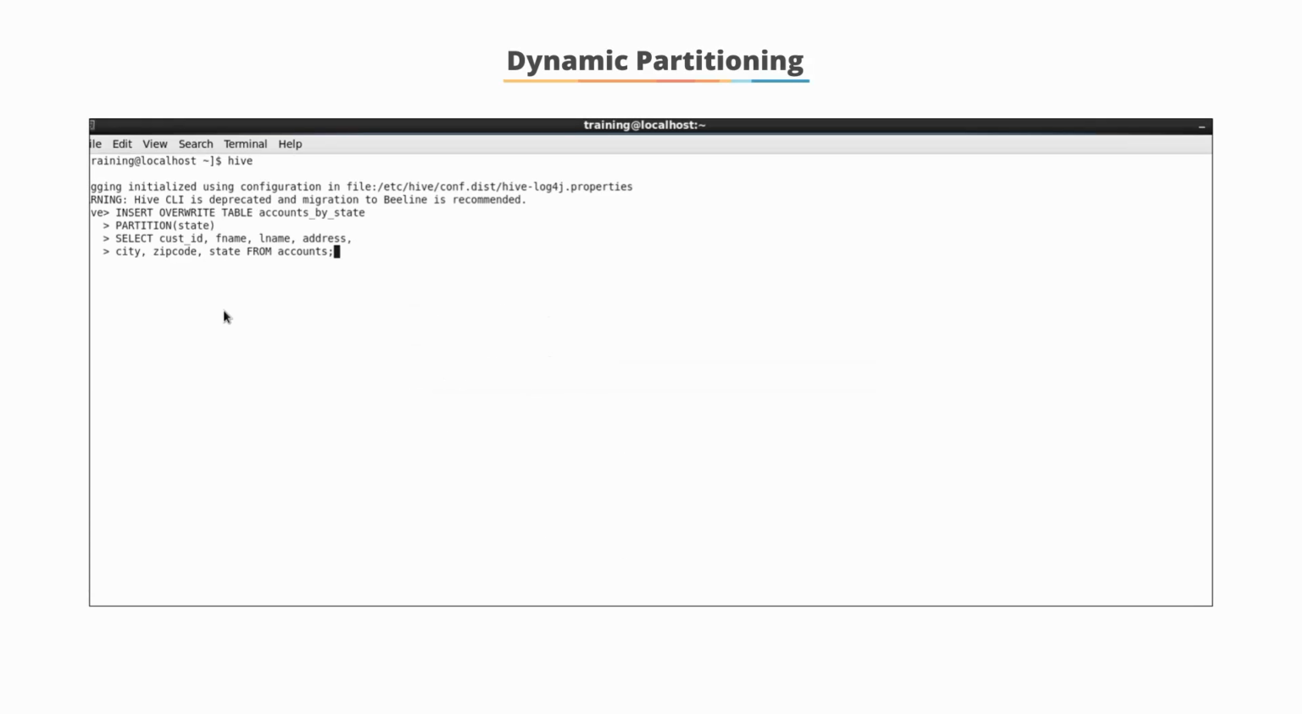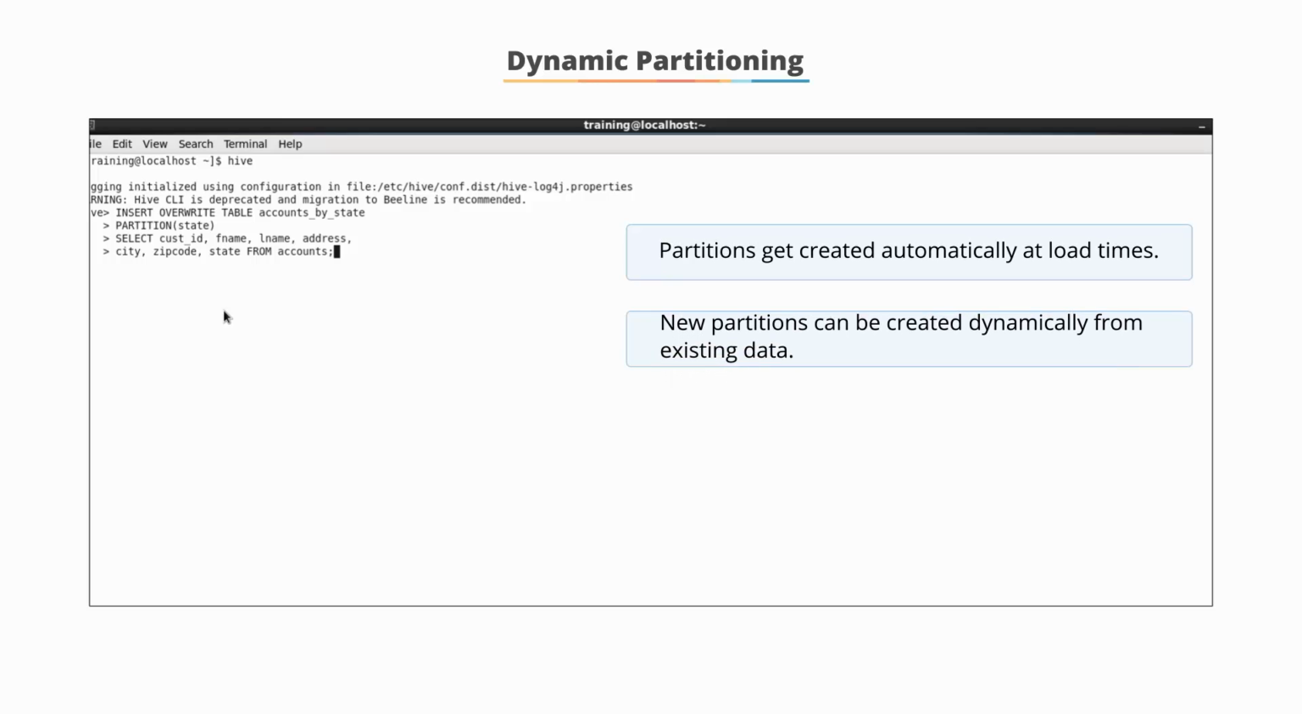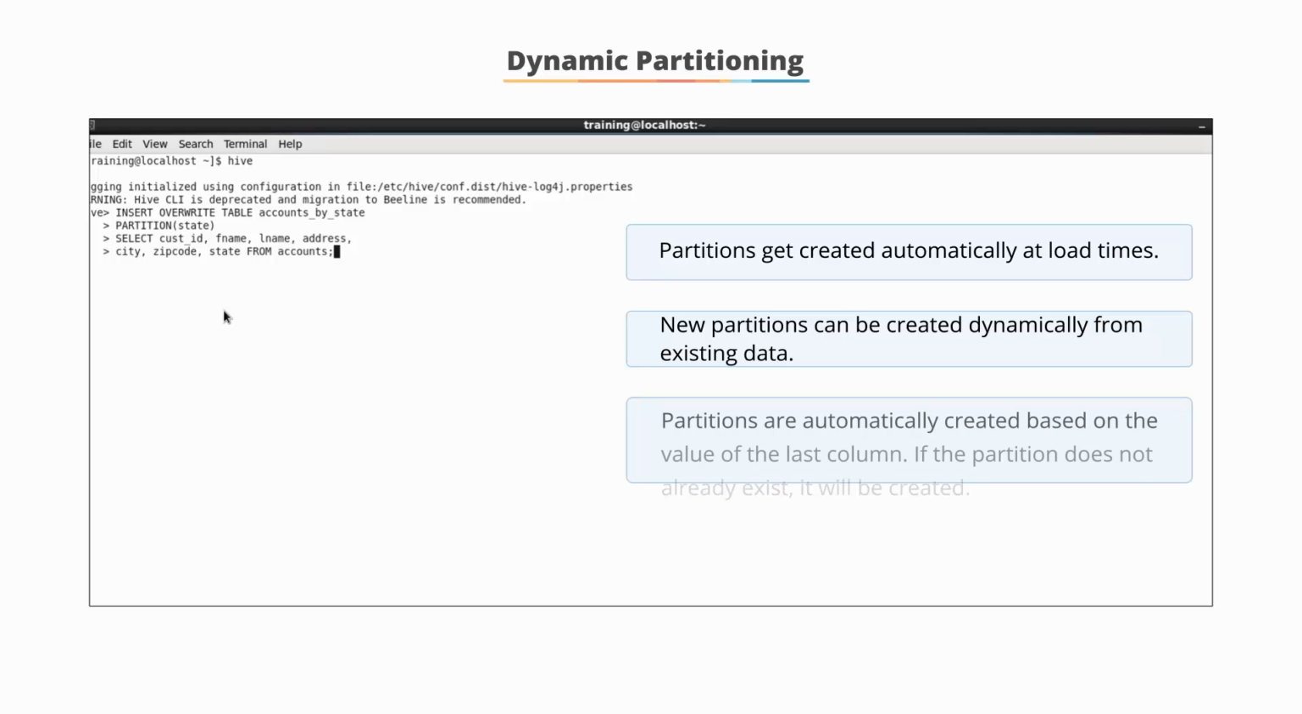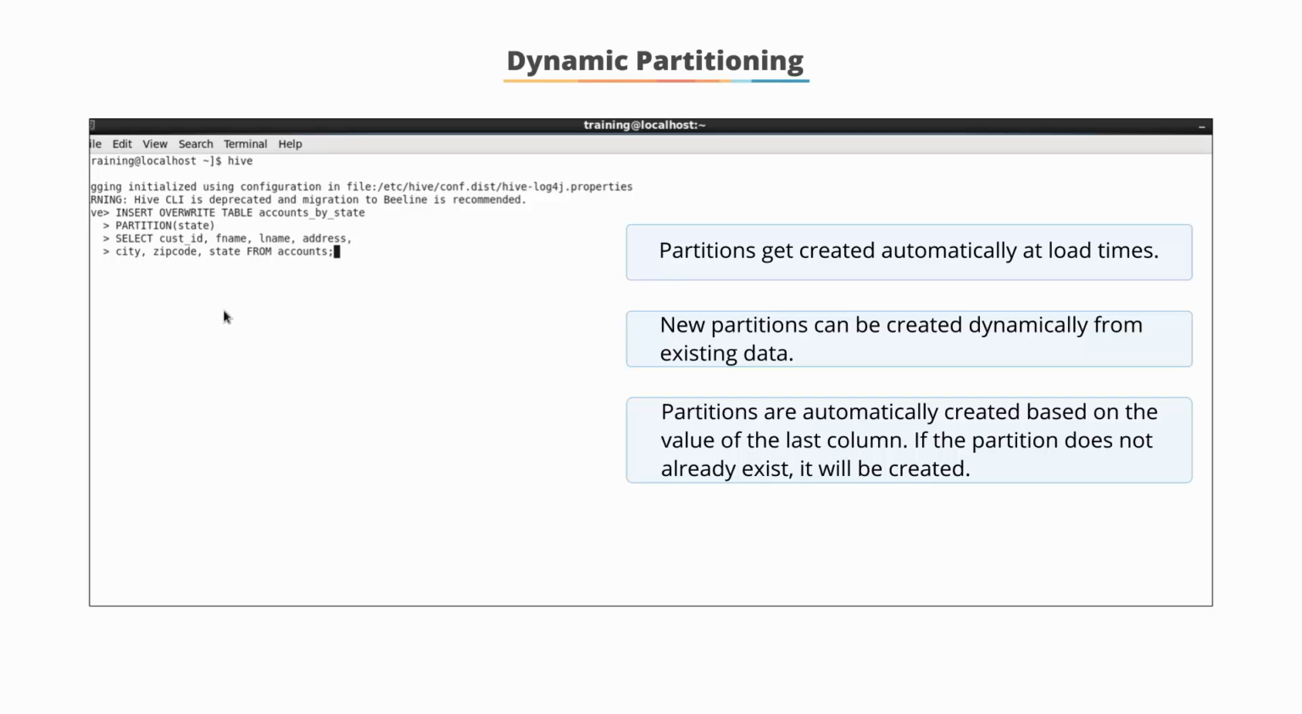Now let's look at dynamic partitioning. With dynamic partitioning, partitions get created automatically at load times. New partitions can be created dynamically from existing data. The partitions are automatically created based on the value of the last column. If the partition does not already exist, it will be created.